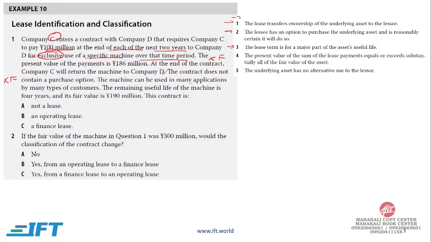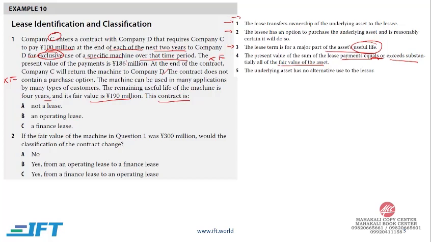The machine can be used in many applications by many types of customers, and the remaining useful life of the machine is 4 years. So again, the lease term must be for a major part of the asset's useful life, but it's only half. Now, the present value of the sum of the lease payments equals or exceeds substantially all of the fair value of the asset. The remaining useful life of the machine is 4 years, and its fair value is 190 million.